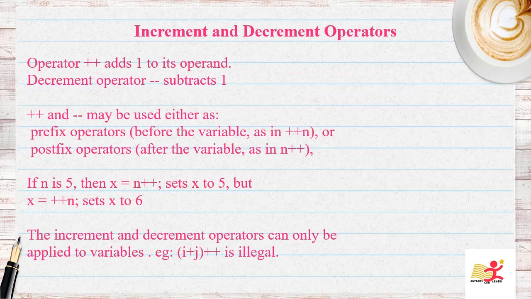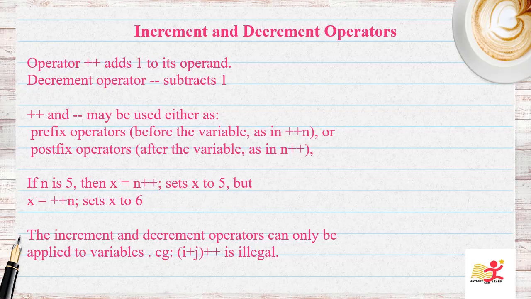C has increment and decrement operators. Increment operator is denoted by plus plus and decrement operator is denoted by minus minus. As the name indicates, increment operator adds 1 to its operand while decrement operator subtracts 1 from its operand. And the important aspect is that the increment and decrement operators can be used either as prefix operator or postfix operator.